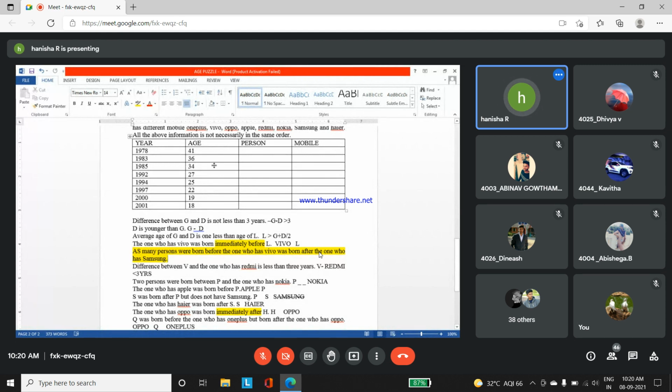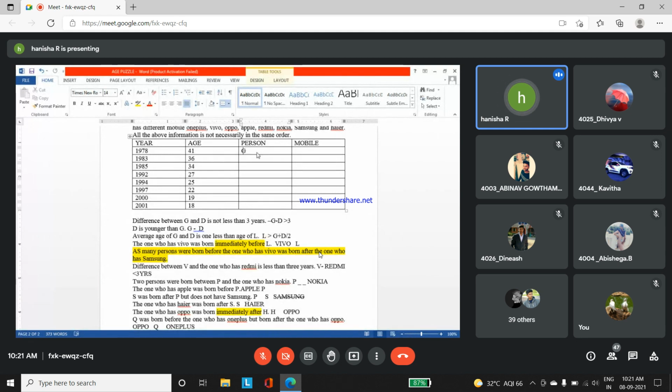But if you calculate it with 41 to 34, 27 and 25, you have the difference that is greater than 3. Okay, so if for example I should look after all the clues, D should be younger, one thing, and difference should be greater than 3, and the average should be 1 less than that of L. So keeping all these things in mind.